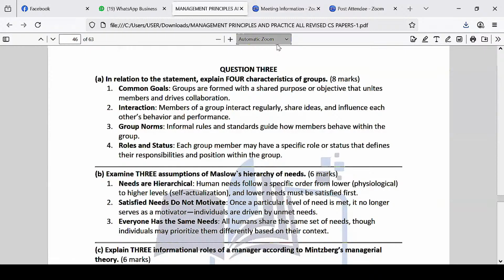The next question is asking about group norms. There should be a norm. A norm is basically rules that govern the group. Anytime you have more than one person in a given situation, there must be some regulations. If you don't do that, you'll end up having everybody behaving the way they want. So for a group to move on well, there must be regulations put in place to ensure that the group functions. Anytime we talk about a group, there must be regulations to govern the group.